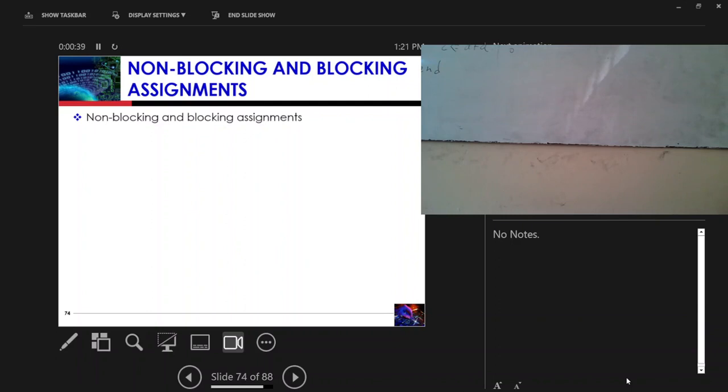As I said, everybody has their own thing, right? Non-blocking assignment: all the things run at the same time. So that means it is using the previous value of A. Understood? Yes, sir.